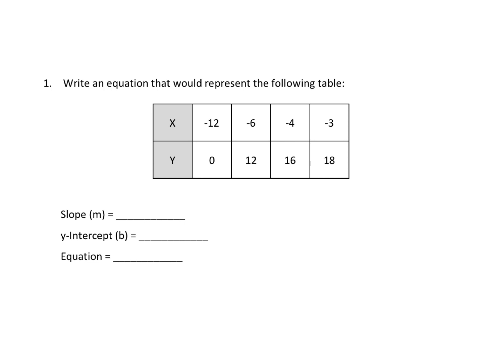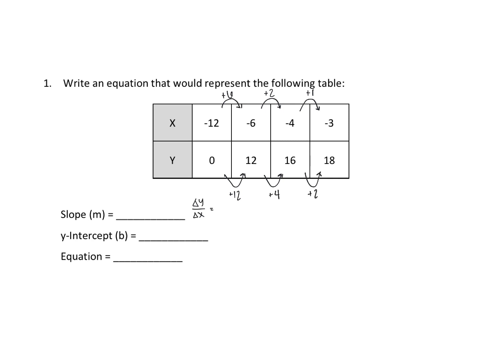To figure this one out, we're going to start by finding the slope. And to find slope, we're going to find the change in y over the change in x. So our change in x, when I go from -12 to -6, I'm actually adding 6 because I'm becoming less negative. And then to go from -6 to -4, I'm adding 2. And then -4 to -3, I'm adding 1. My change in y values are +12, +4, and +2.